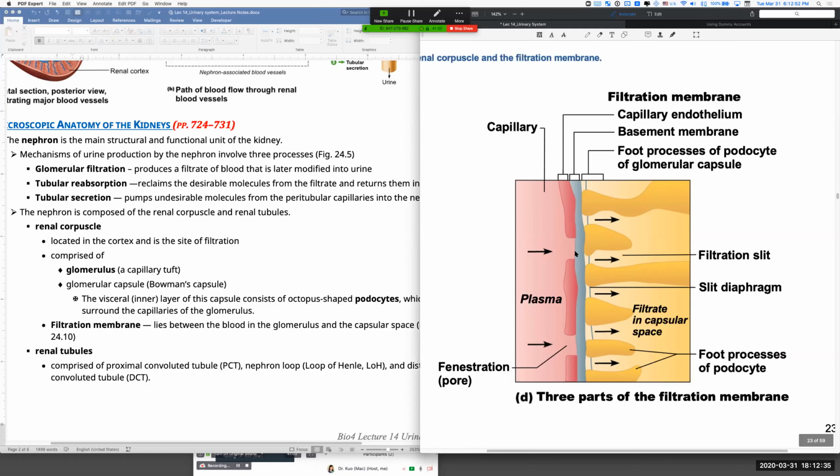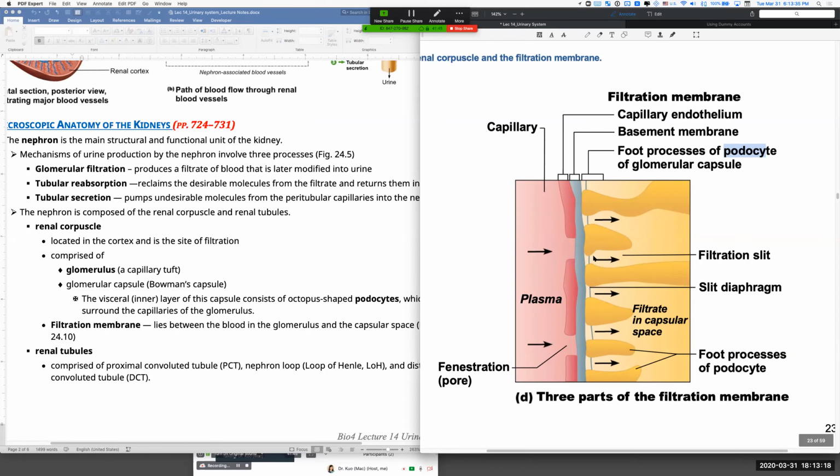And then it has to cross the basement membrane. The basement membrane just has connective tissue in there. And then it has to pass through these filtration slits formed by the feet of those podocytes. The pod refers to the feet, so these cells are characterized by their spiny feet. These are foot processes of the podocytes. As you can see, conditions that damage either the podocyte feet or the capillary wall here will allow more substances to be filtered into the capsular space than normal.